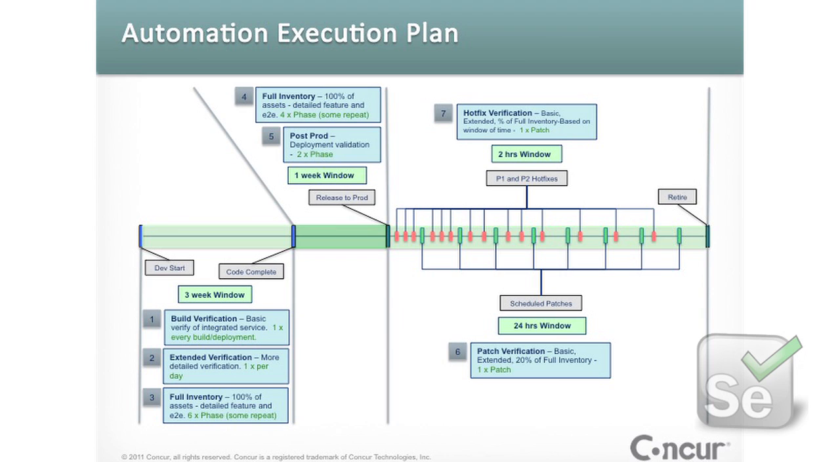During those 3 weeks, I'll just pull all these out, some of the different types of automation that we plan to run during that time period. And then during the last week, we are running our full inventory, at least 4 times now, based on the different states that we're in for the deployment. And then we also have what we call deployment validation, post-production.